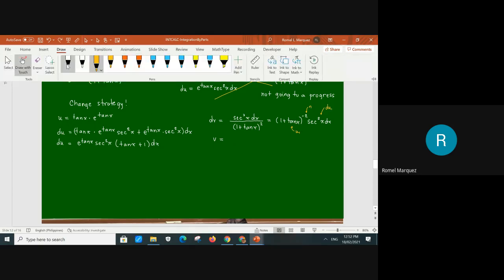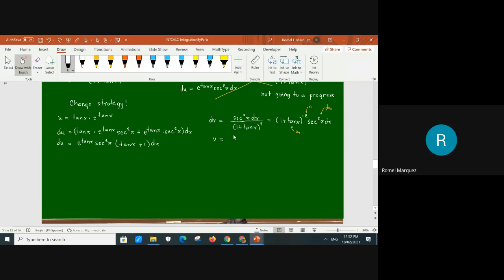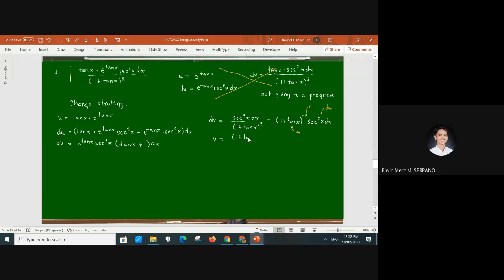U to the n plus 1, so 1 plus tangent x to the negative 1, over negative 1. Plus some constant which we're going to omit. So simplifying this, we have 1 over 1 plus tangent x. It seems to be working. Things cancel here. So what's the result now, guys?